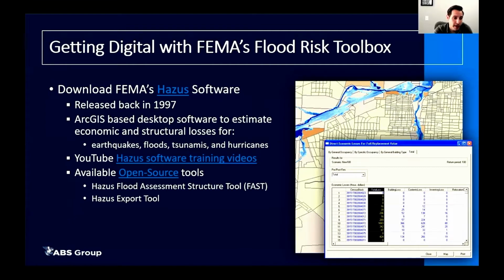But FEMA also realizes not everyone has access to ArcGIS, so they have made available some open source tools, such as the Flood Assessment Structure Tool, which will rapidly assess structure-specific flood losses using open source Python. And there's also a Hazus export tool where, if you do have access to what they call a Hazus HPR file, which contains all the information about the economic losses or structural losses, you can extract out information from that, being shapefiles or tables or even nice PDF reports.